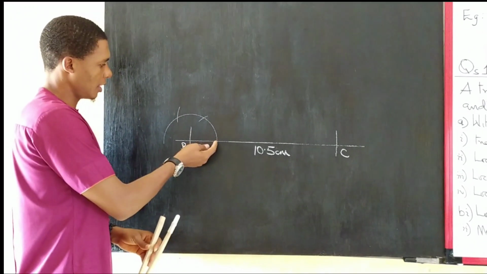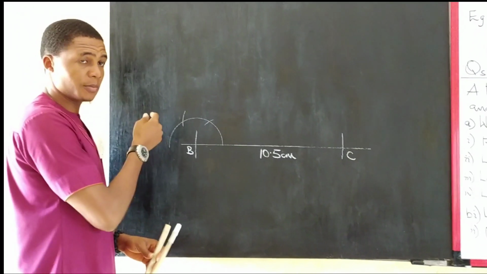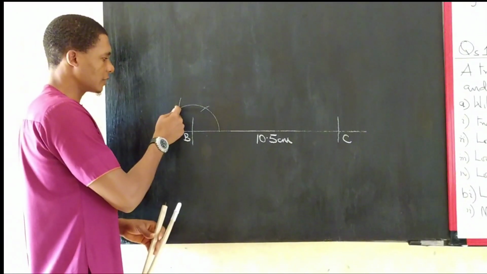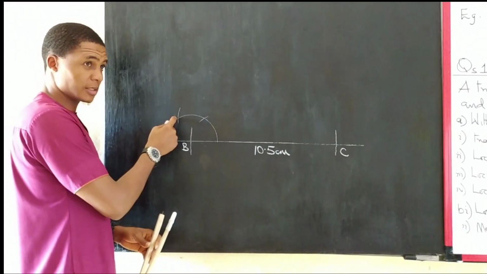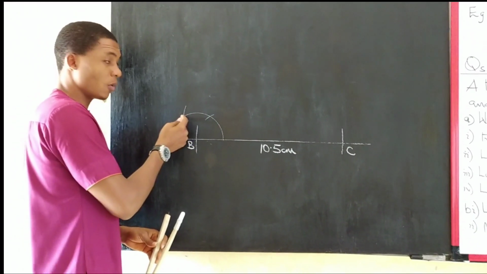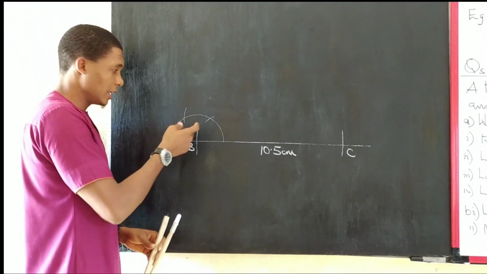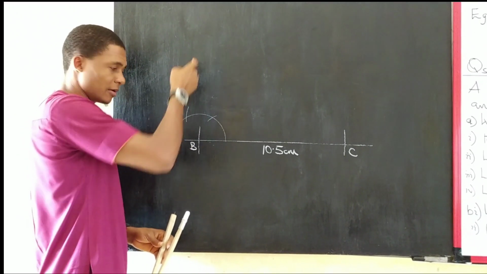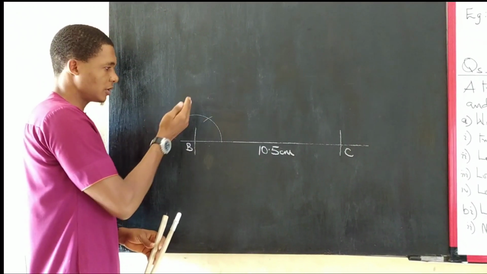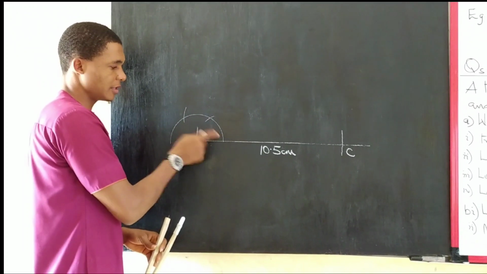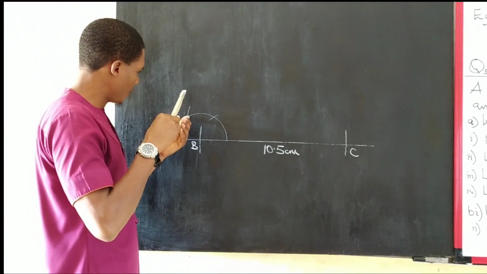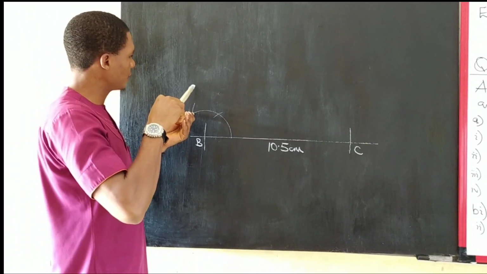Now this is a 60. Parallel please. From here to here is 60, right? And from here to here is another 60, making it 120, right? So now, you see that from here is 60, and from here to here is also 60. That means if I bisect this 60, I'm going to have 30, 30, right? So this 30 plus this 60 will give me 90.